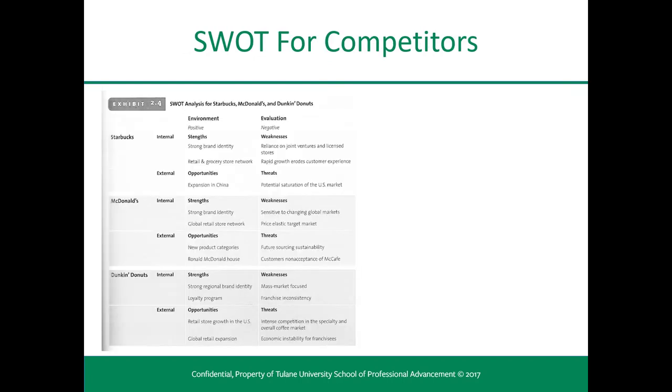The final step in doing a PEST and SWOT analysis is it's also good to do a SWOT analysis for your competitors. So here we have an example of the SWOT analysis for Starbucks and then their competitors McDonald's and Dunkin' Donuts. And the reason for doing a SWOT for the competitors is that if you look at the competitors' weaknesses and threats, those could be opportunities for Starbucks that they could take advantage of.